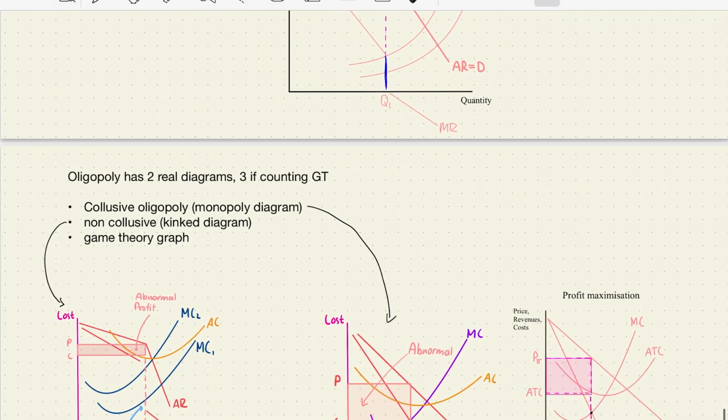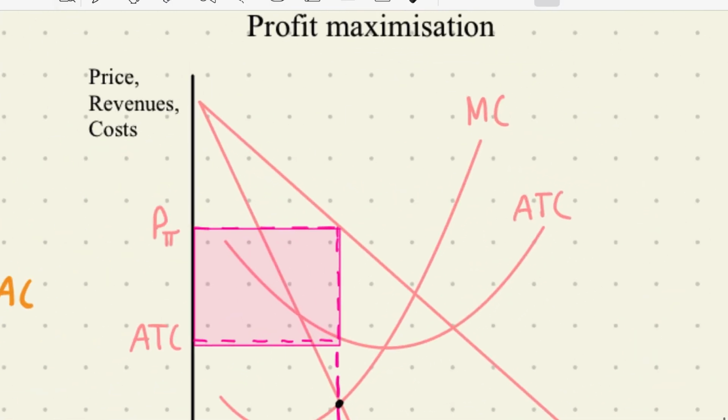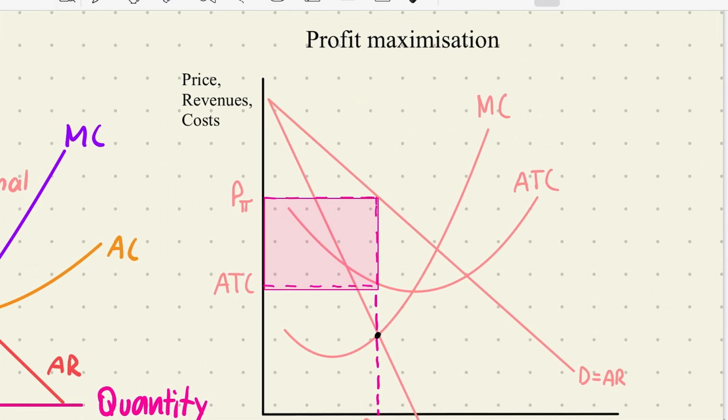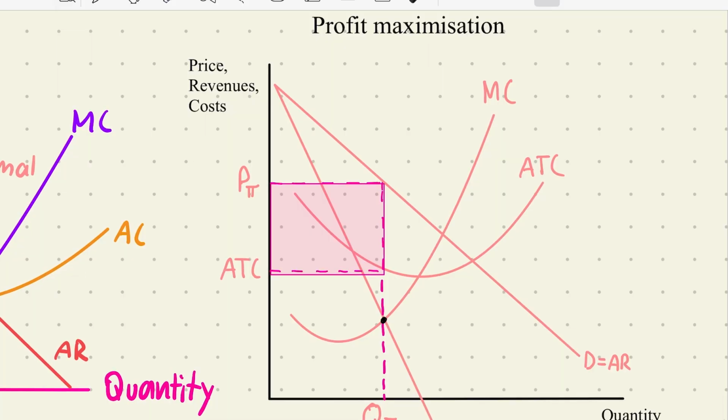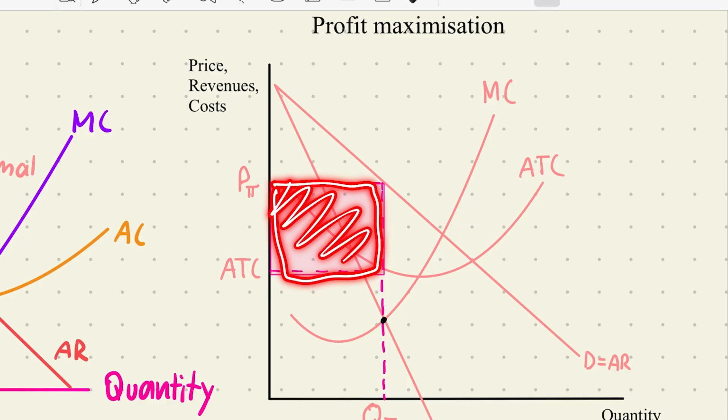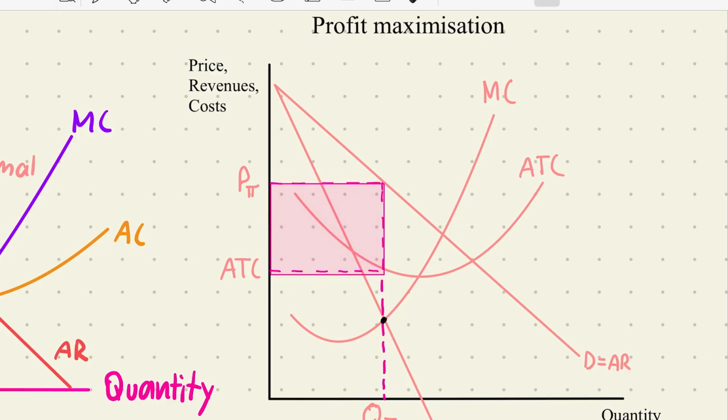Okay, the next diagram we're going to look at is the actual monopoly diagram. And I think it's pretty intuitive, so I'm not going to talk too much about a monopoly diagram. If you want to see a monopoly diagram, you could check the video in the description below. But essentially, the idea here is that when you have a collusive diagram, firms act as a monopoly, and so they're able to earn supernormal profits or abnormal profits because they control the market and act as a monopoly.